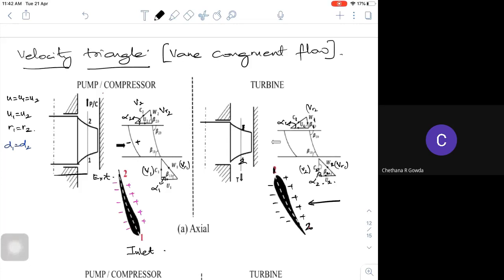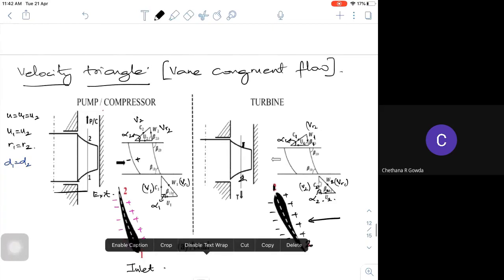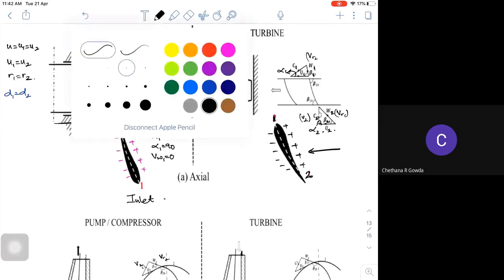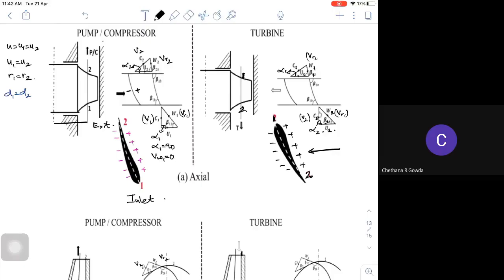What will happen? Suppose this is a pump or a compressor. The fluid enters at no whirl condition. So what will happen for this condition? Your alpha 1 is 90 degrees such that my VW1 is equal to 0. So my triangle will look something like this, what I have shown here. The arrow is showing like this. That is, it is entering. This is an axial flow machine.